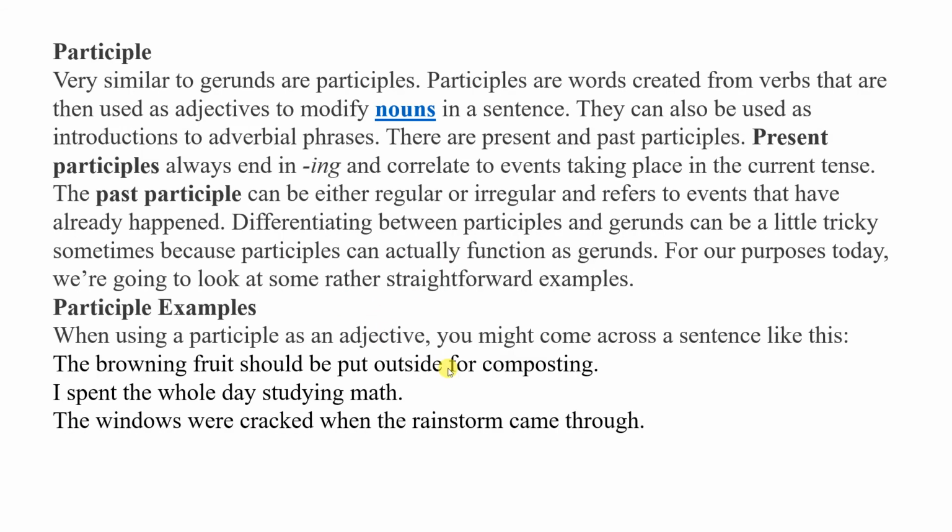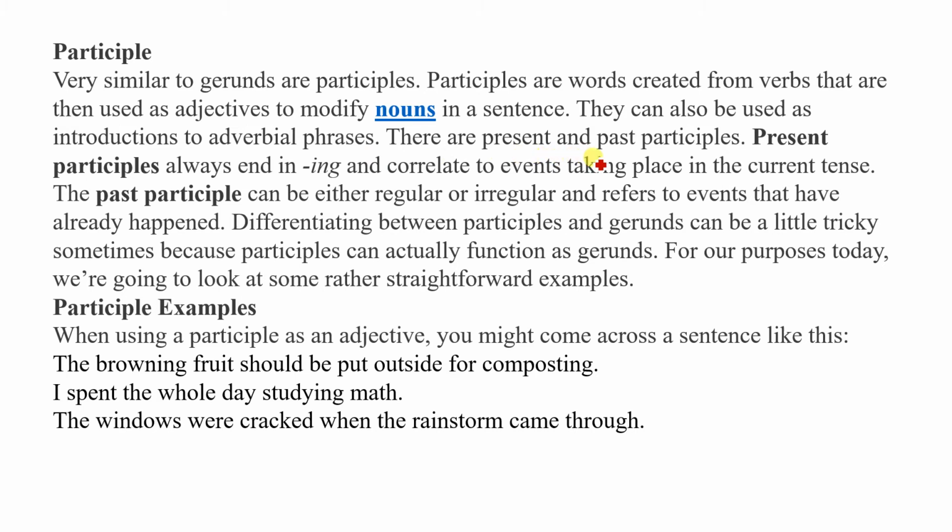Now let us see participles. Very similar to gerunds are participles. Gerund and participle are in the same form, most of the time, when present participles are there. Participles are words created from the verb that are then used as an adjective to modify nouns in a sentence. They can also be used as an introduction to an adverbial phrase.